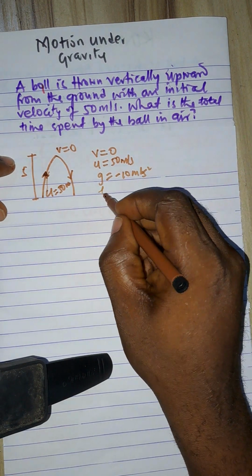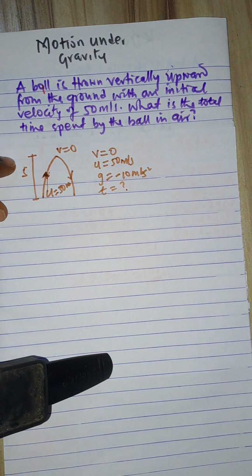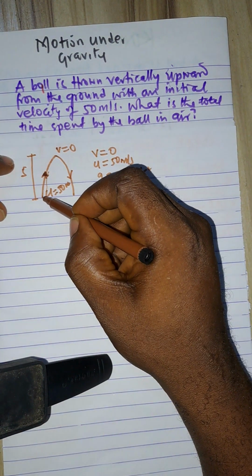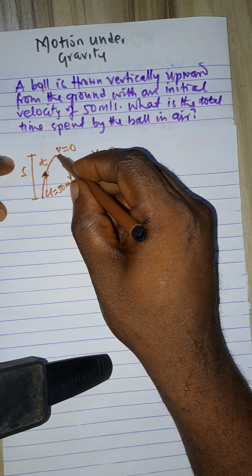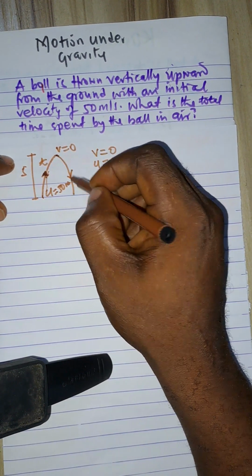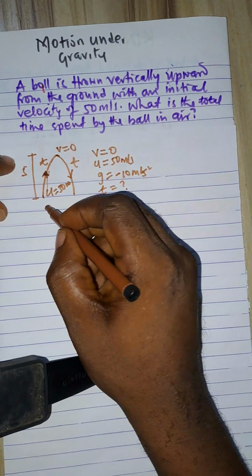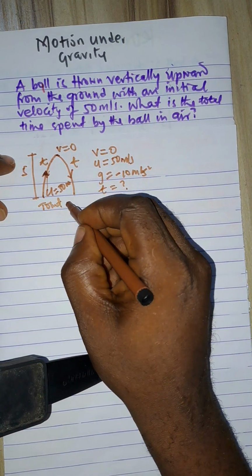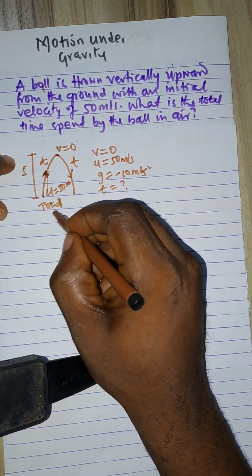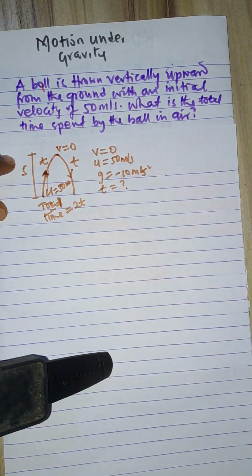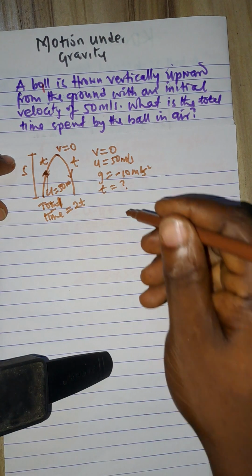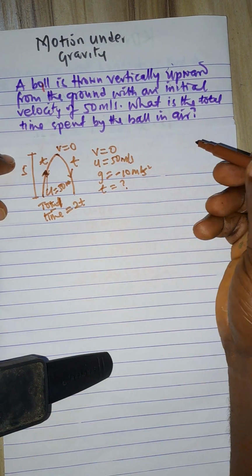Now, say we calculate the time. Note the time taken for the body to move from this point to this point. If it is t, it will be approximately the same time it will take to move from this point to this point. So total time will be equal to 2t, that is t plus t. Now we've listed out the parameters.